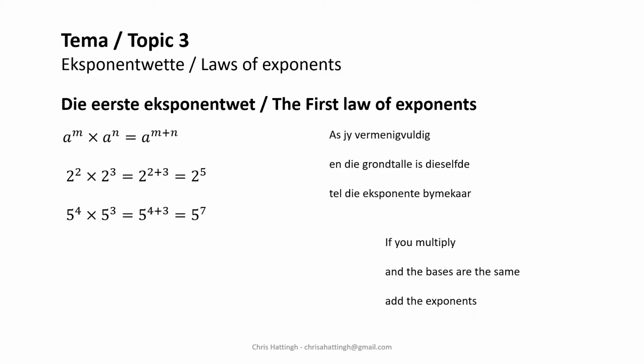Next example, 5 to the power of 4 times 5 to the power of 3. You'll see the bases are the same. The base is the 5. So the base will stay a 5. And you will add the exponents. So you will add the 4 to the 3. So you'll get an answer of 5 to the power of 7.